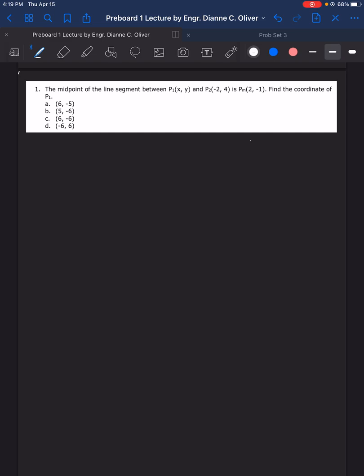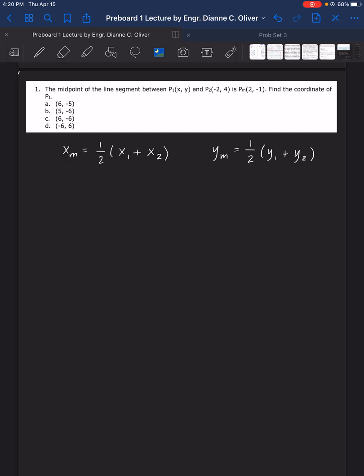Now, to answer this type of question, we need to remember these formulas here. For the midpoint x, we have 1/2 (x1 + x2). For the midpoint of y, we have 1/2 (y1 + y2). Since in the problem we are given point 2 and also the midpoint, all we need to do is find point 1, so let's just substitute into the formula.